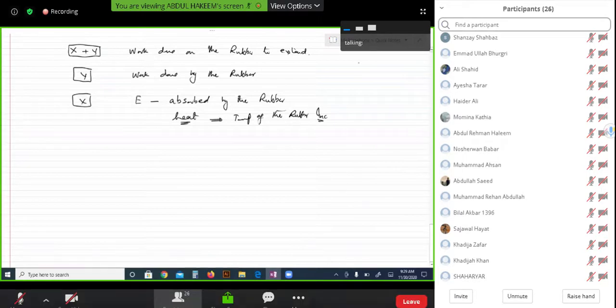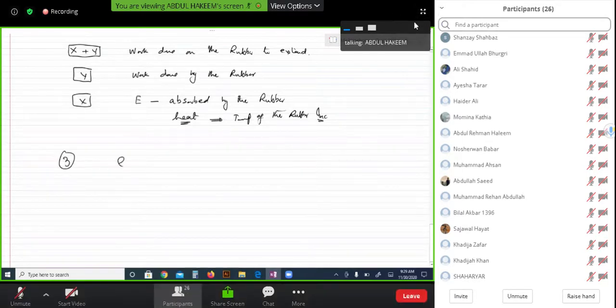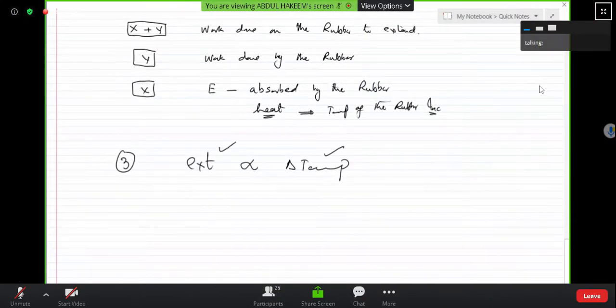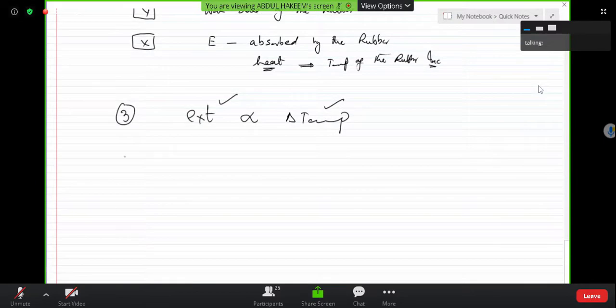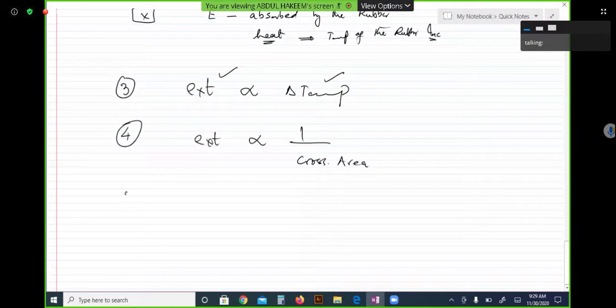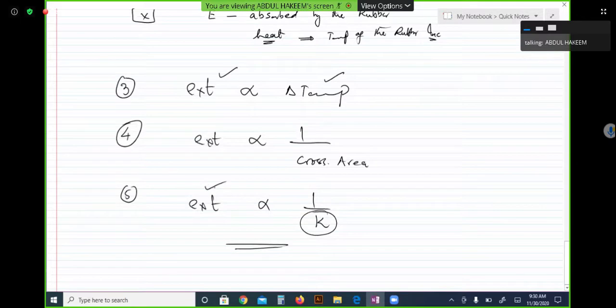Okay, next, number 3. Extension is also proportional to change in temperature. When temperature increases, extension increases. Number 4, extension is inversely proportional to cross-sectional area of the material, meaning the thicker wire will extend less. And number 5, extension is inversely proportional to the material constant, meaning harder the material, smaller the extension.